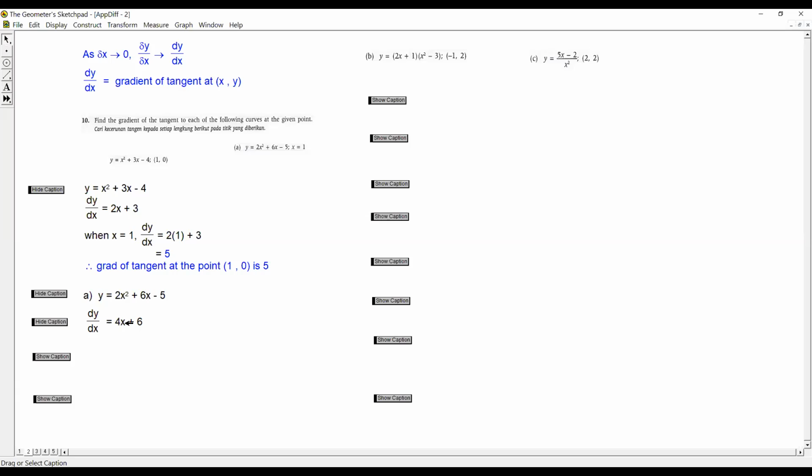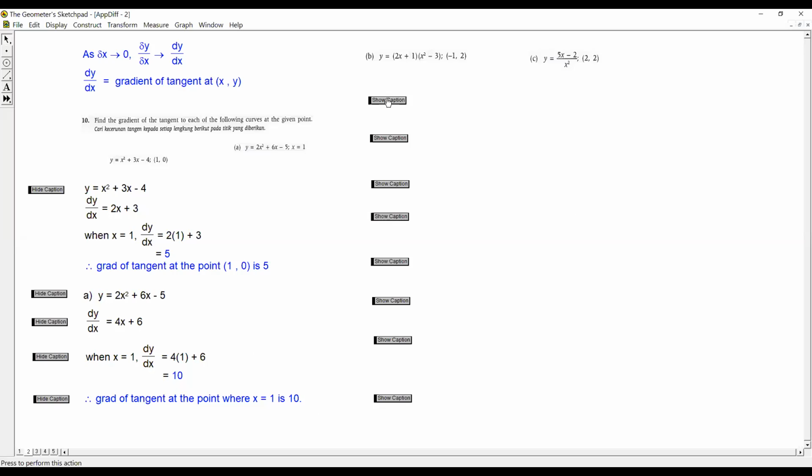It has the x there because different values of x mean different points. Different points mean the gradient is different. Okay? So at the point x equals 1, I have to put in 1 to get the actual value of the gradient. When you substitute x equals 1, dy/dx is 10, which means the gradient at the point x equals 1 is 10.